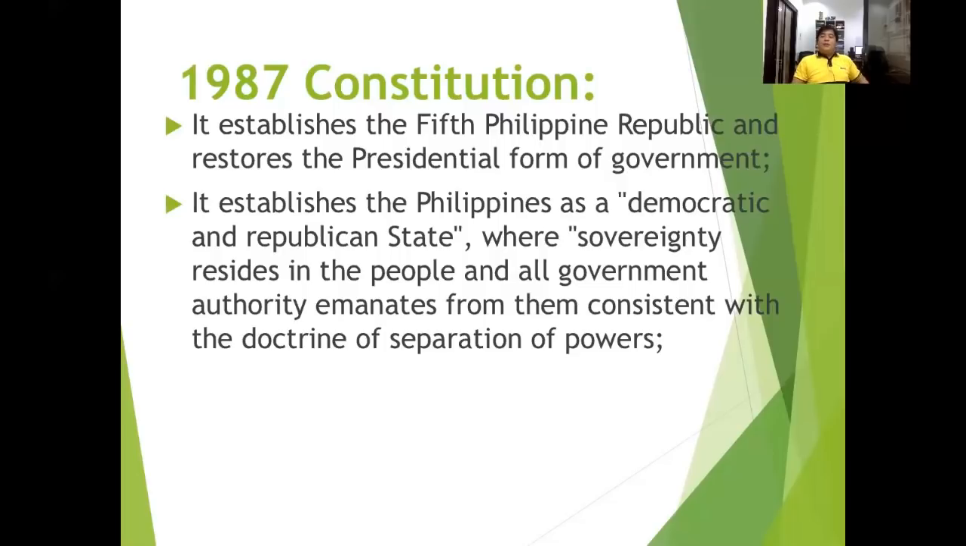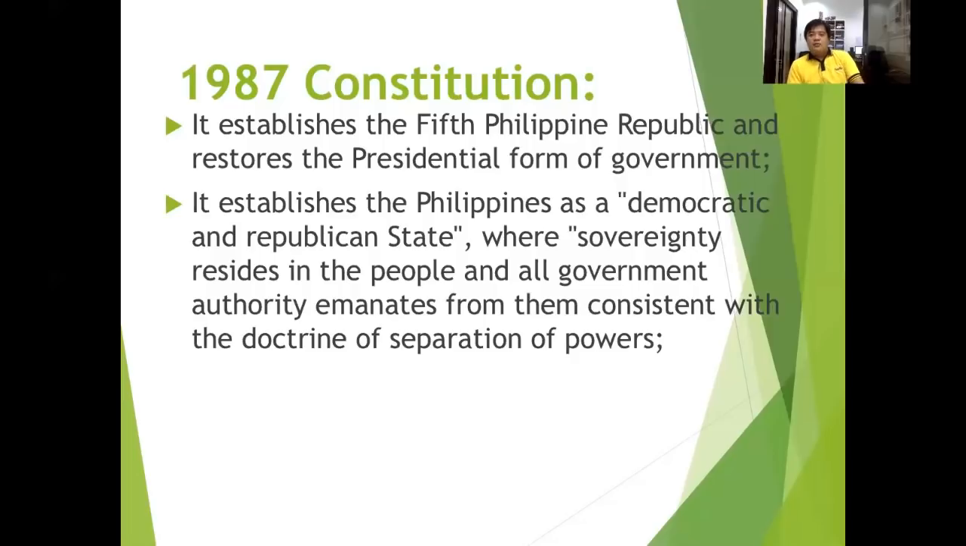And the fourth Philippine Republic was established way back 1981. When you remember my discussion a while back, in the 1973 Constitution, may amendment, may pinalitan doon noong 1981 at binalik yung presidential form of government. But this Fourth Philippine Republic was ended when Marcos was removed from office. So I repeat, this 1987 Constitution established the Fifth Philippine Republic. And it also restores the presidential form of government.